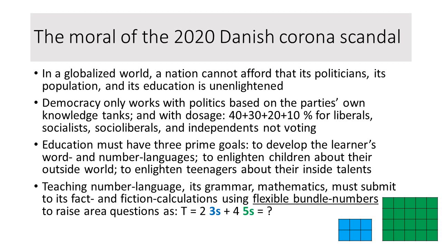Education must have 3 prime goals: to develop the learner's word and number languages, to enlighten children about their outside world, to enlighten teenagers about their inside talents. When teaching number language, its grammar, mathematics, must submit to its fact and fiction calculations, using flexible bundle numbers to raise area questions as 2 3s and 4 5s total what?